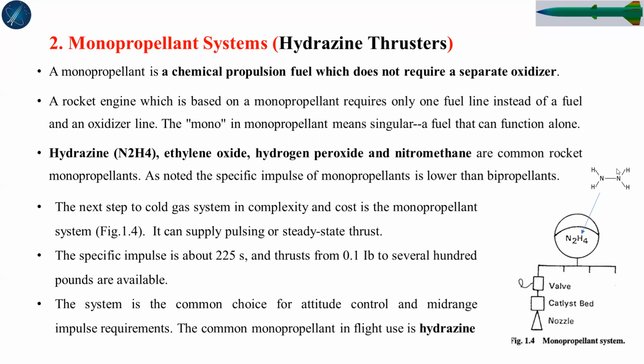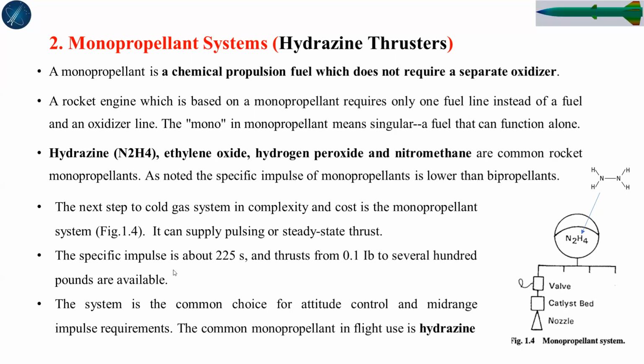So the constructional feature of monopropellants: it contains a fuel tank. This is a fuel tank which is filled with hydrazine, or it can be hydrogen peroxide, or any nitromethane. Then it uses some thrusters. These are thrusters on it, and some valves are there. Then catalysts are required, and the nozzle. So this is a simple constructional feature of monopropellant.